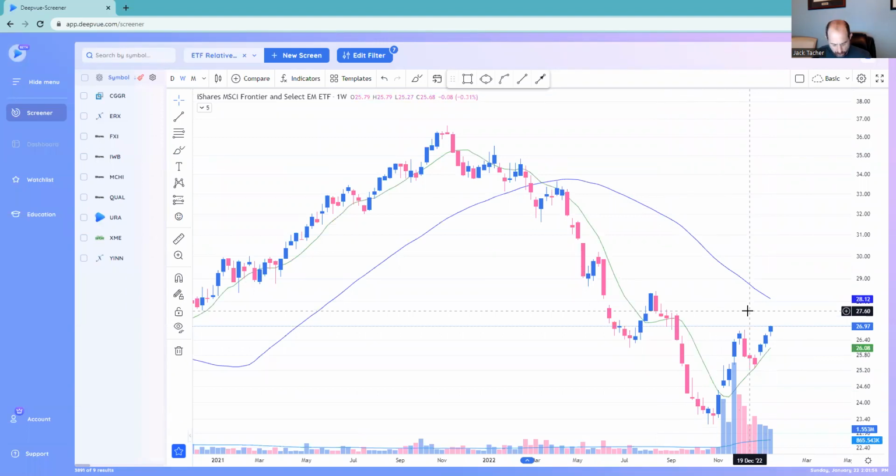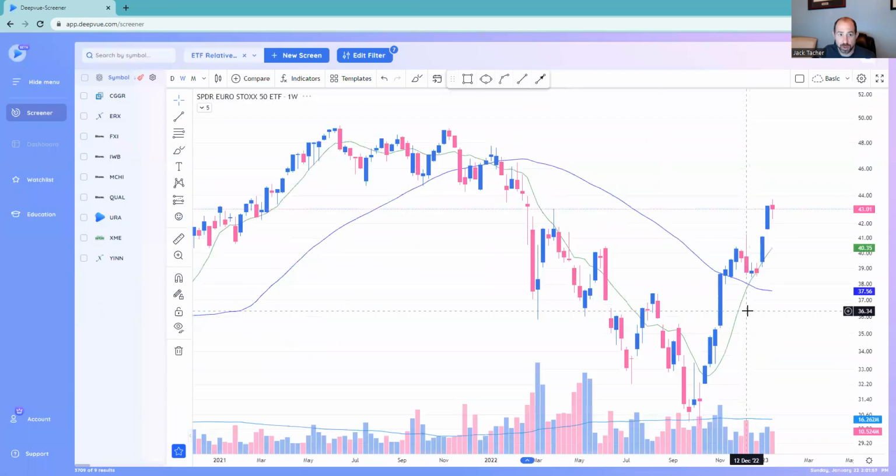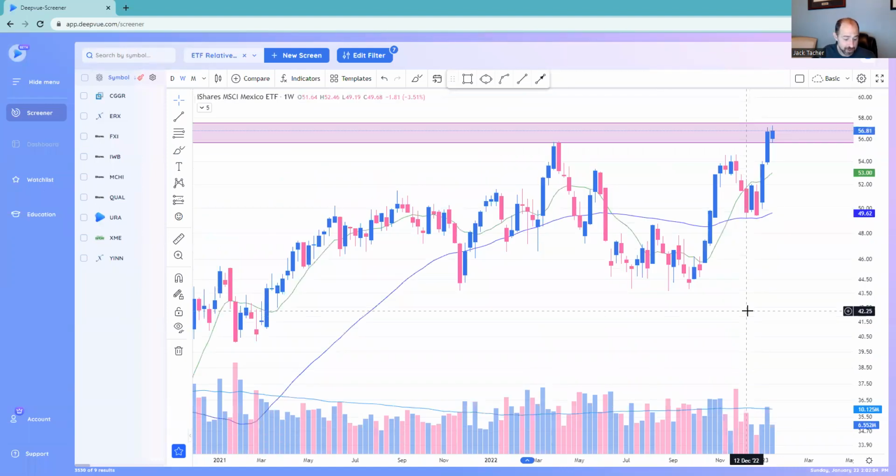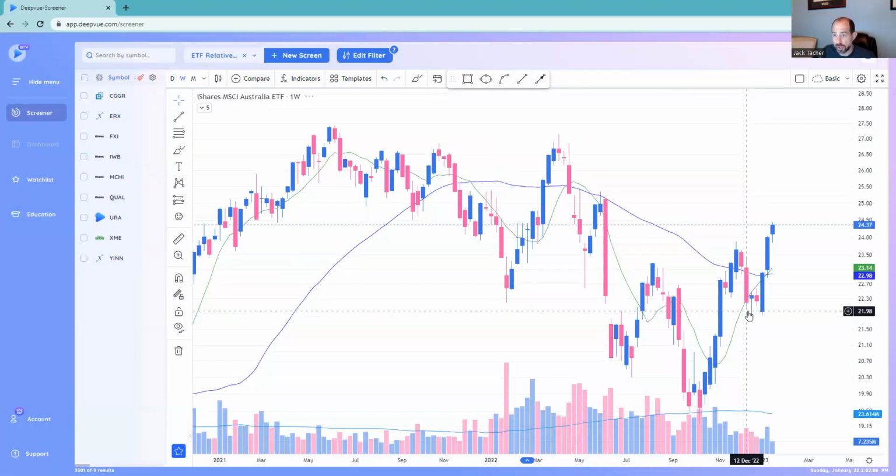So looking around the world, Europe is looking really good, right? FEZ, Eurostoxx 50. Mexico, looking great. Fantastic. And then Australia, looking really good. All right. So there we go. Around the world, what is leading? I think those are the leaders.